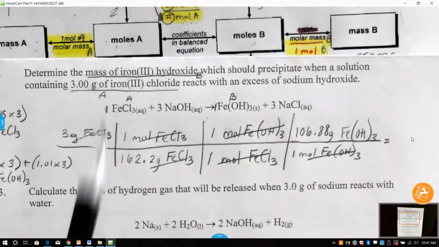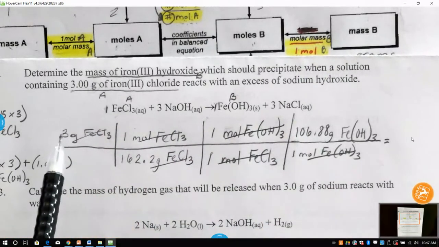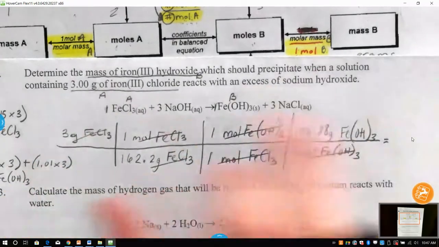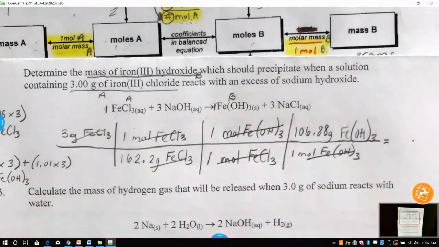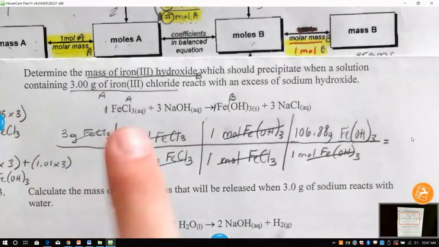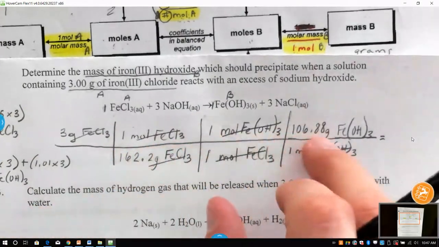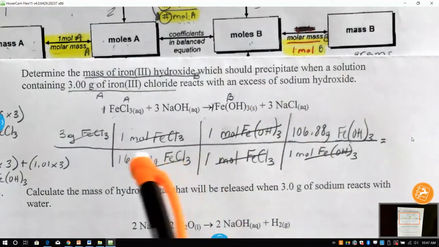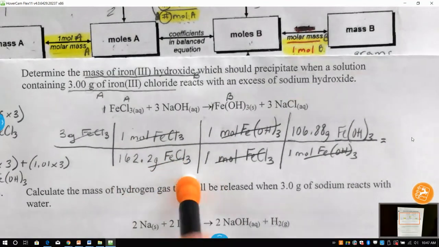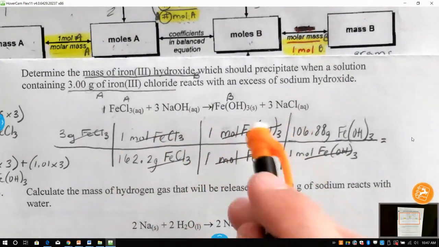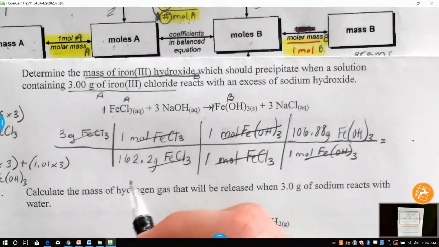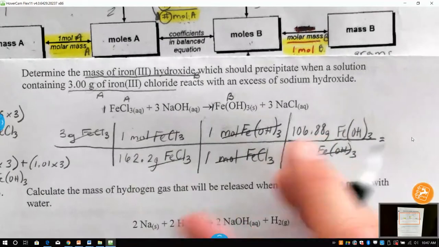And then what do I do from here, you ask? You take everything and multiply it. Multiply everything that's on top in this little setup. 3 times 1 times 1. Well, you don't need to do the ones, but 3 times 1 times 1 times 106.88 equals, and then divide by 162.2. Divide by 1. Again, since it's a 1, you don't need to. But if it was like a 2, it would be divide by 162.2, then divide by 2 again.